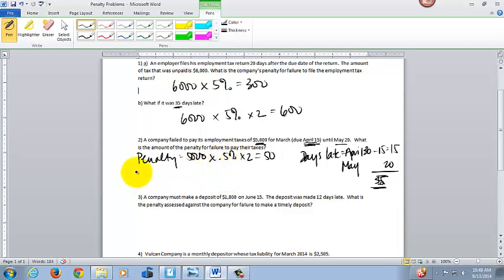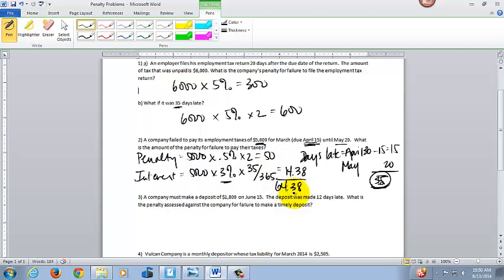Okay, and then I've got my interest. In this case, again, it's $5,000, and my interest rate is 3%. This is an annual rate, so I am only worried about 35 days of my year. So I'm going to multiply that by 35 over the number of days in my year, or 365. For that, my interest is going to be $14.38. If I add the two together, I get $64.38, which is what I owe the IRS.